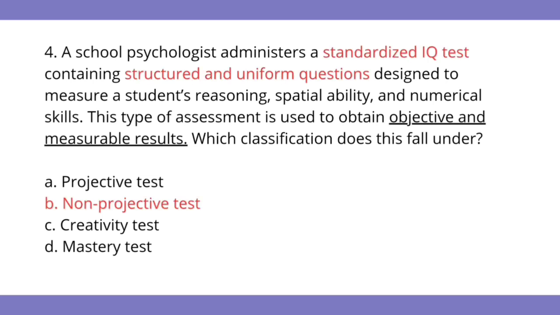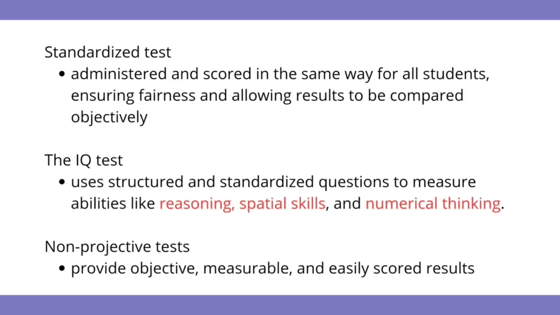The standardized test is administered and scored in the same way for all students, ensuring fairness and allowing results to be compared objectively. Therefore, the correct answer is letter B, non-projective test. Because the IQ test in the scenario uses structured and standardized questions to measure abilities like reasoning, spatial skills, and numerical thinking. Non-projective tests provide objective, measurable, and easily scored results, making them suitable for assessing intelligence and other specific abilities.